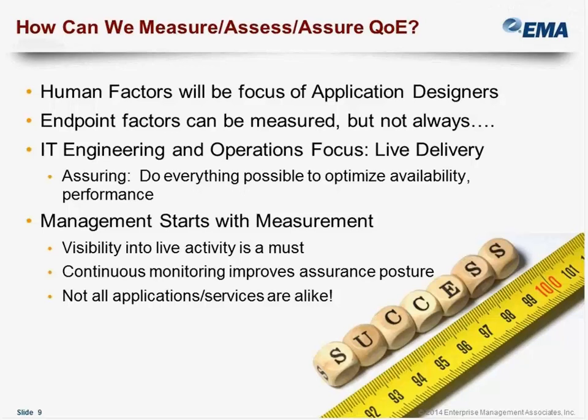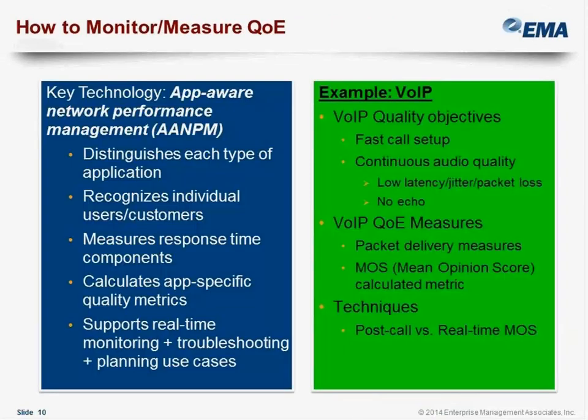Not only that, you need to have not only a view into live activity, but a continuous monitoring approach and some way to understand that there is a mix of applications. And you've got to be able to handle what is unique and different about each different type of application and service that is in the mix in your environments. So EMA actually tracks a lot of network management tools and technologies, and we recommend one that's called Application Aware Network Performance Management for this kind of purpose. It's very well fit for this kind of challenge around understanding QoE and the success and performance and delivery of applications.